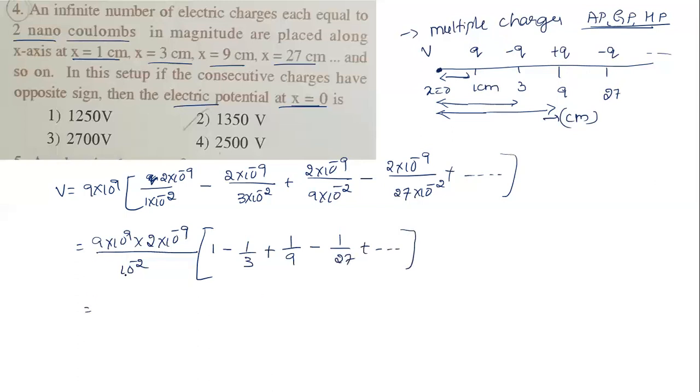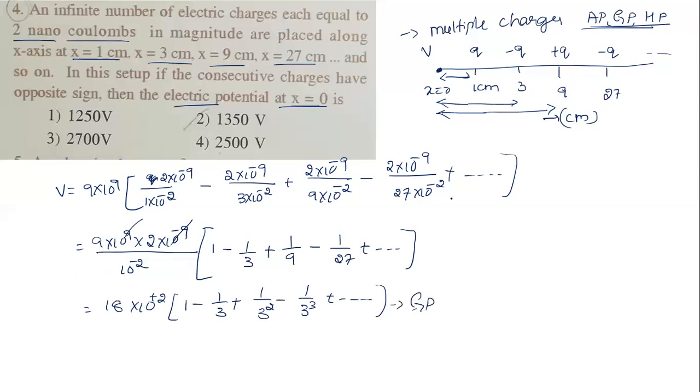So this I'm going to simplify. It is 18 into 10 power, and this is going to cancel, so it will become plus 2. Can I write this one as 1 minus 1 by 3 plus 1 by 3 square minus 1 by 3 cube plus so on? It is like a GP now.